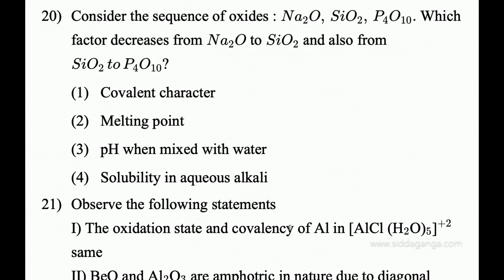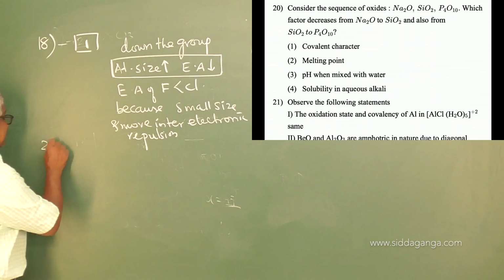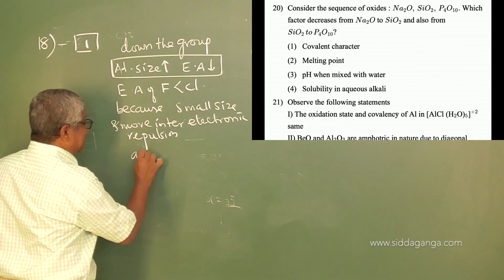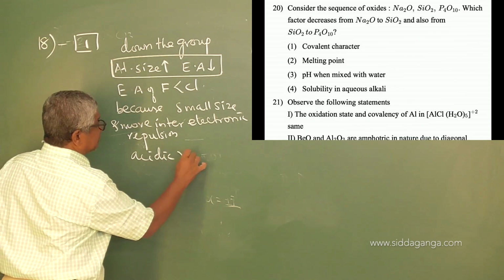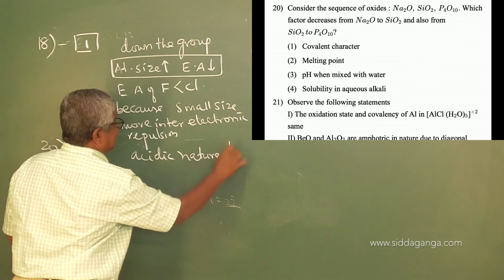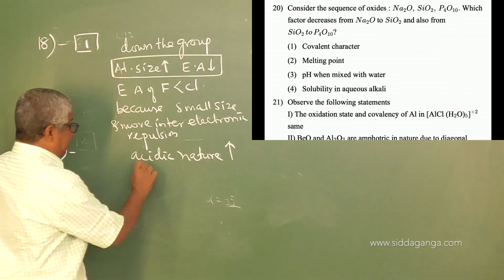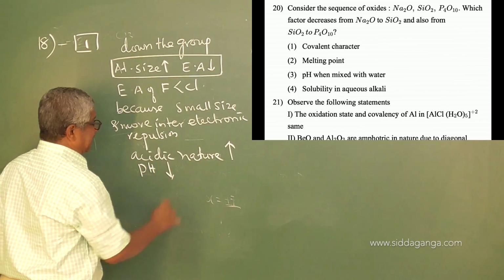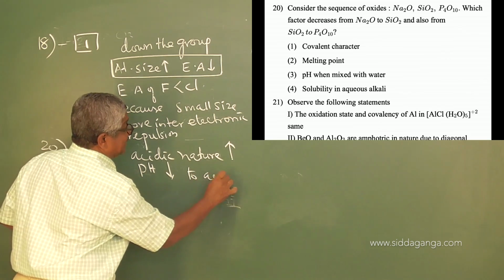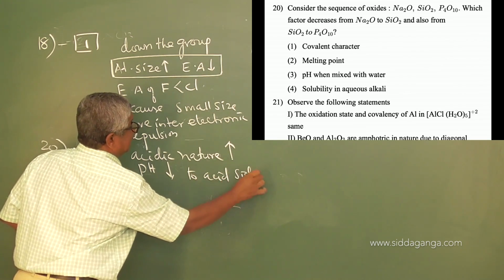Here in this case, sodium oxide is on the left hand side in the periodic table, silicon dioxide on the right hand side. Looking at the values from silicon dioxide to P2O5, the acidic nature increases, and when acidic nature increases, the pH value decreases towards the acid side.